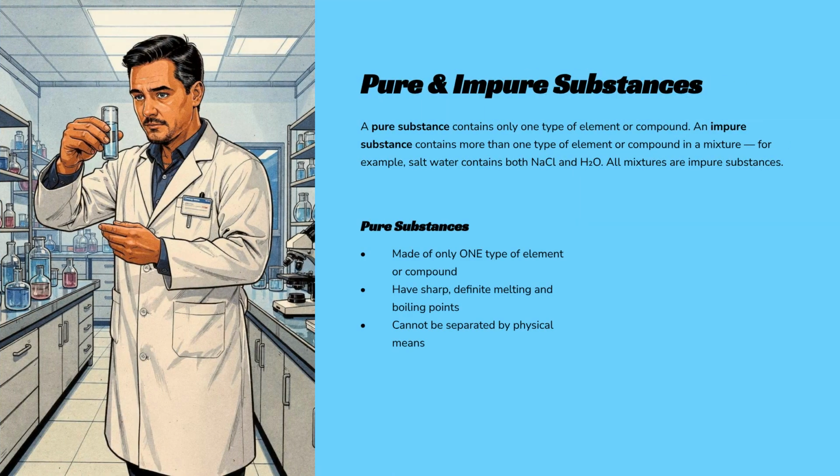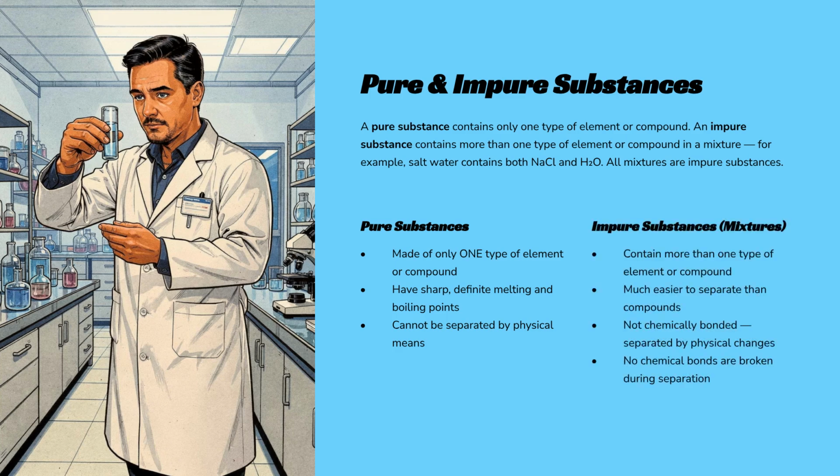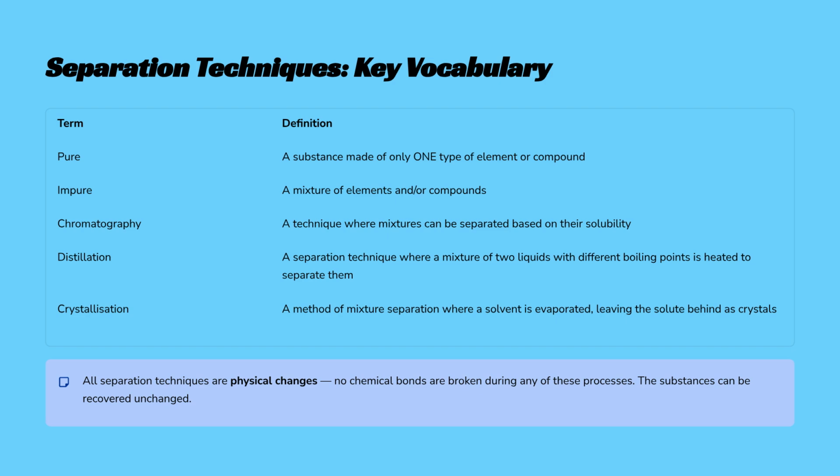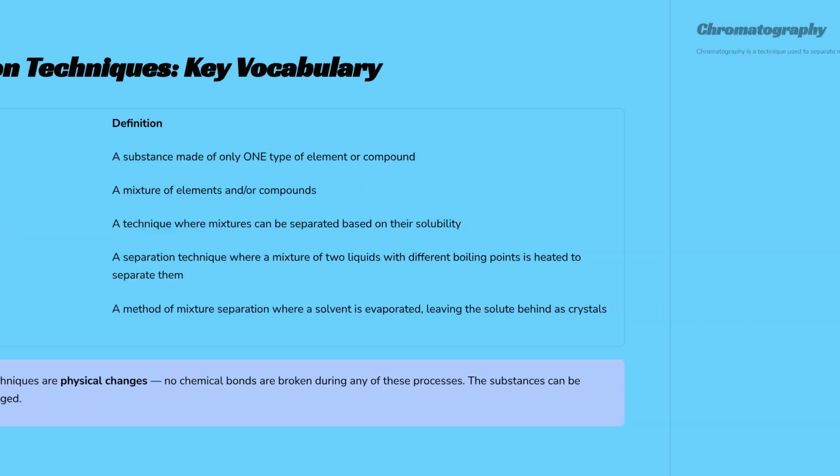A pure substance contains only one type of element or compound, having sharp melting and boiling points, and cannot be separated physically. Impure substances, or mixtures, contain more than one type and are separable by physical changes. Separation techniques involve physical changes, where no chemical bonds are broken and substances remain unchanged. Key methods include chromatography, distillation, and crystallization.